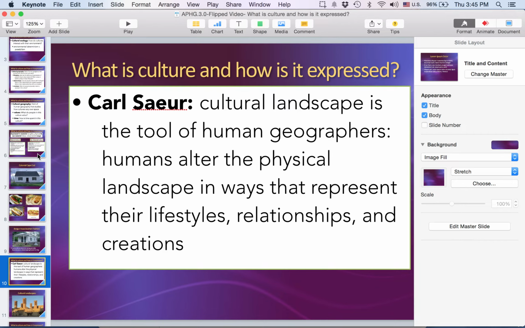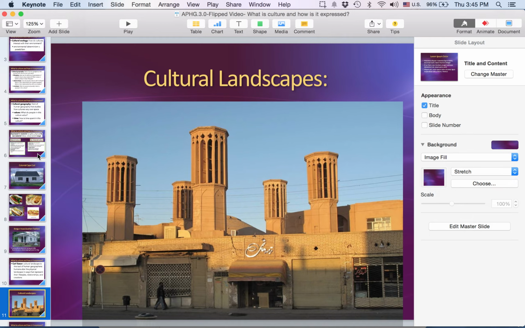Carl Sauer is really coming into play for a culture unit, because he's the one who says that cultural landscapes are the tools of human geographers, because the landscapes represent people's lifestyle, our relationships, and our creations. We can see all that by examining things like the cultural landscape of a mosque, and the role, for example, right here, this is called a minaret, and that minaret is a physical, material example of a belief. It is used to call people to prayer five times a day in majority Islamic places. So that cultural landscape is actually a representation of this people.